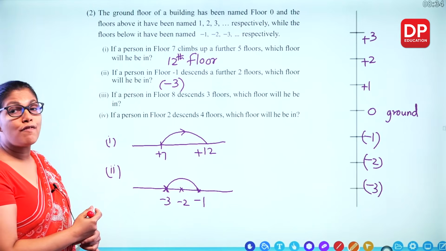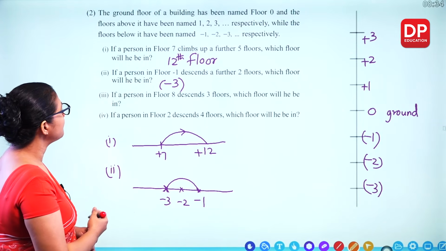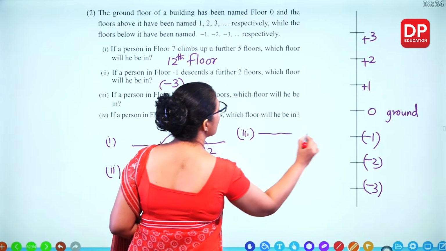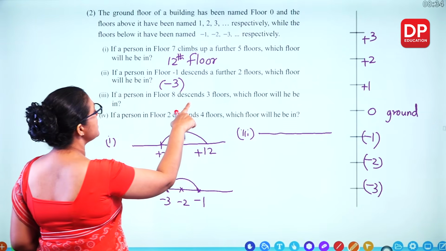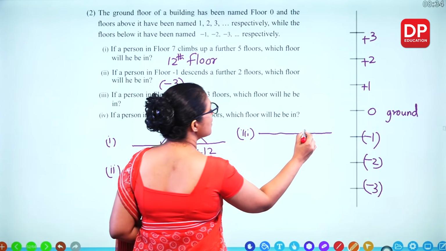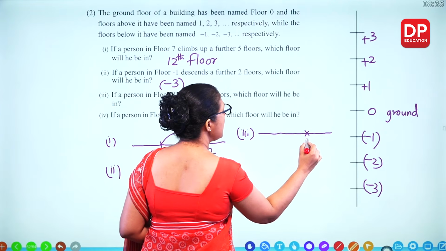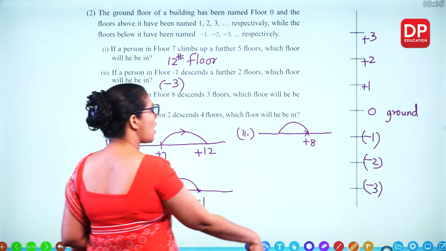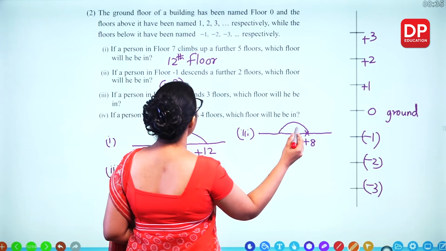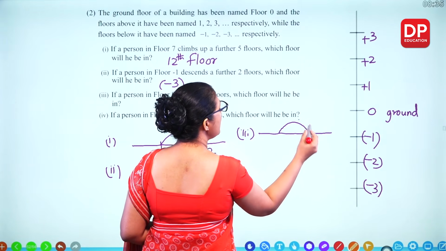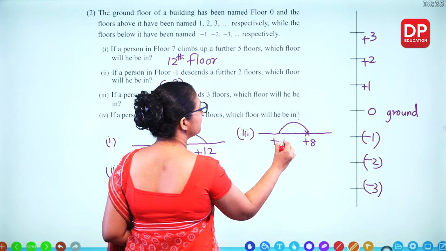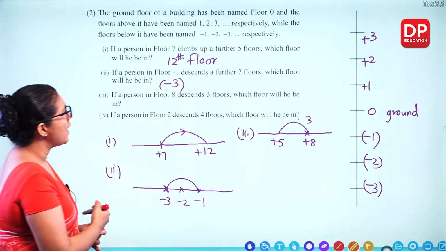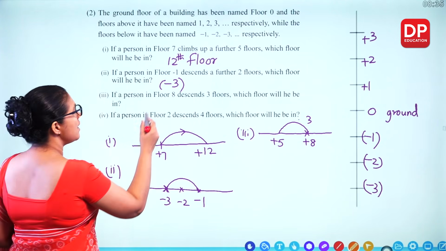If a person in floor 8 descends 3 floors. So floor 8 means plus 8. Descends means go to the left, going down by 3 units. So what's the value? It becomes plus 5. Which floor will he be in? Plus 5.